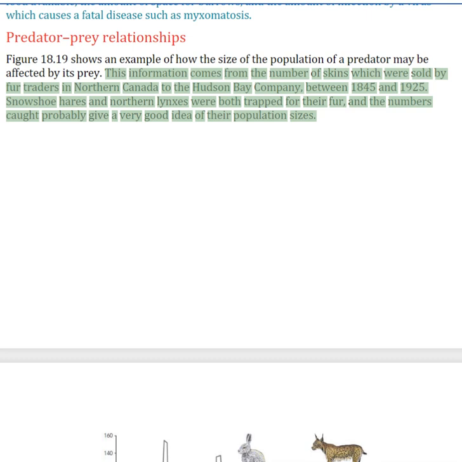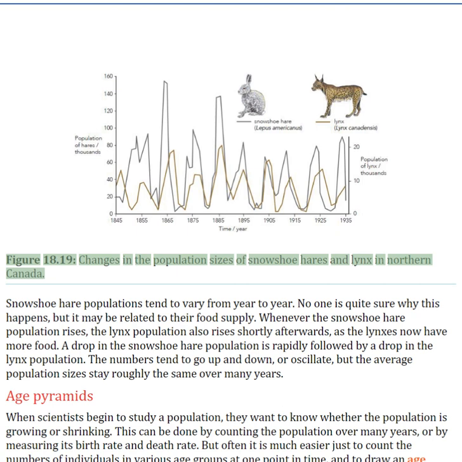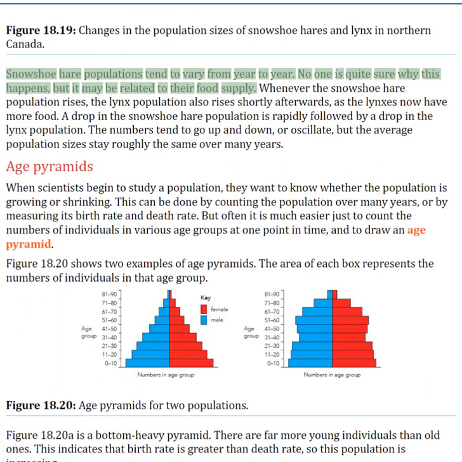Snowshoe hares and northern lynxes were both trapped for their fur, and the numbers caught probably give a very good idea of their population sizes. Figure 18.19, changes in the population sizes of snowshoe hares and lynx in northern Canada. Snowshoe hare populations tend to vary from year to year. No one is quite sure why this happens, but it may be related to their food supply.